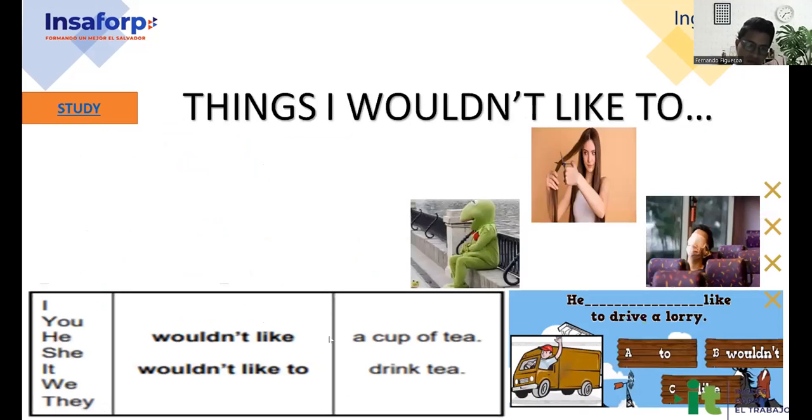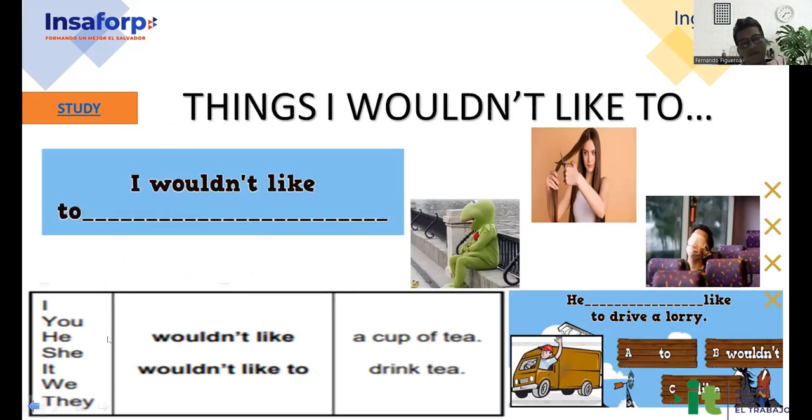Veamos este ejemplo. En este ejemplo tenemos dos situaciones. Puede ir un sustantivo o puede ir un verbo. Cuando yo digo I wouldn't like, no me gustaría, ¿qué cosa? Una taza de té. Pero acá digo, I wouldn't like to drink tea. No me gustaría tomar té. Entonces es diferente, ahí nada más identificar que cuando va un sustantivo no tiene que agregar el to.